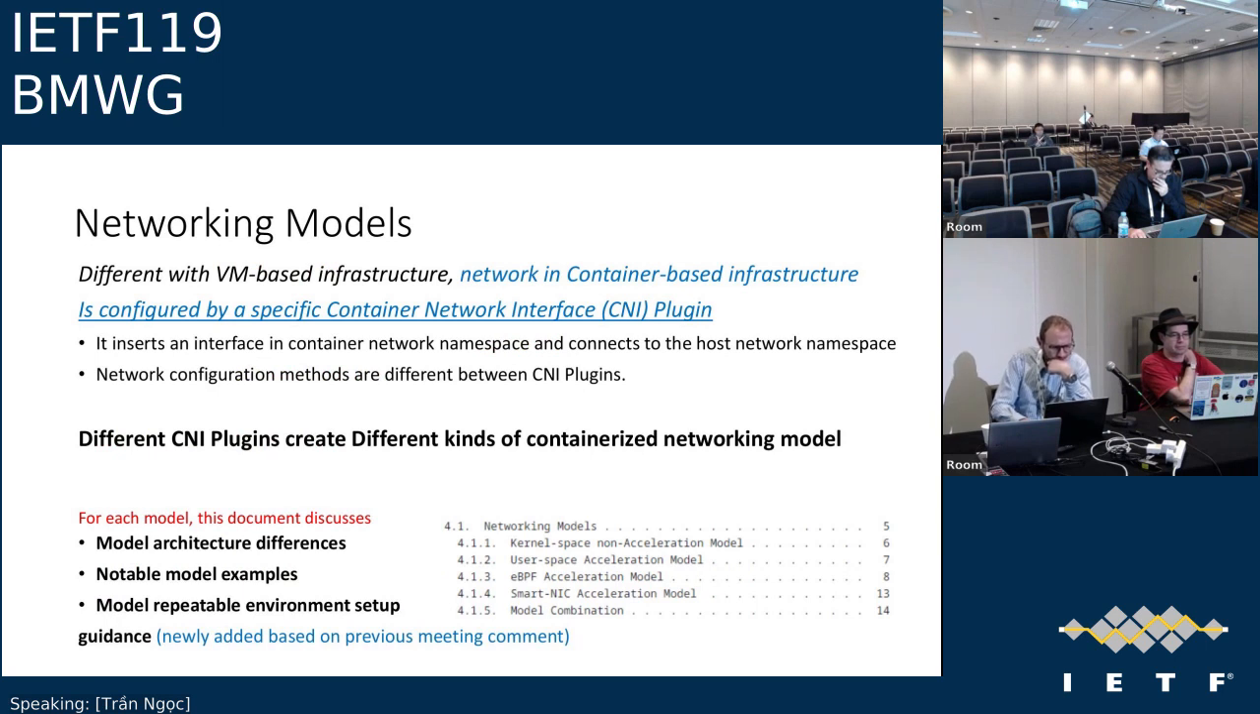So the first is the networking model. The difference from the VM-based infrastructure is that the network in container-based infrastructures is configured by a specific container network interface, CNI, plugin. This CNI plugin inserts an interface in the container network namespace and connects it to the host network namespace. The network configuration methods differ between CNI plugins, so different CNI plugins create different kinds of containerized networking models. In this draft, for each model, we cover the model architecture differences, multiple model examples, and the repeatable environment setup guidance. This is the newly added part based on the previous meeting comments. Next slide, please.